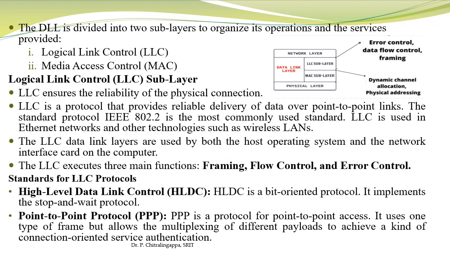The data link layer is divided into two sublayers: logical link control and media access control. Logical link control mainly deals with error control, data flow, and framing. The MAC sublayer mainly deals with dynamic channel allocation and physical addressing. So these are the two important sublayers, and we will discuss them in detail.